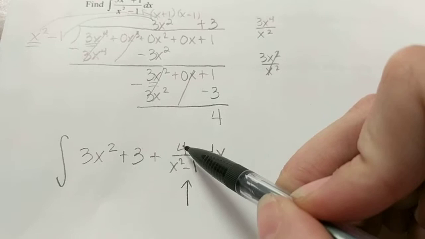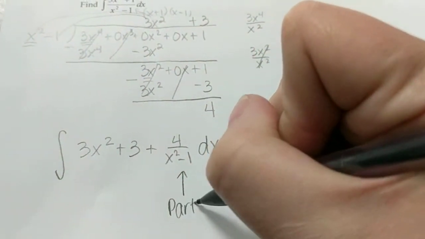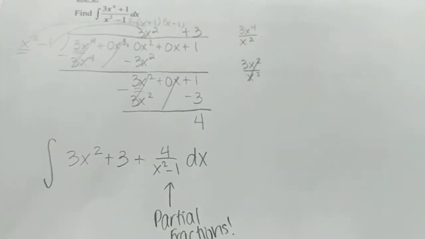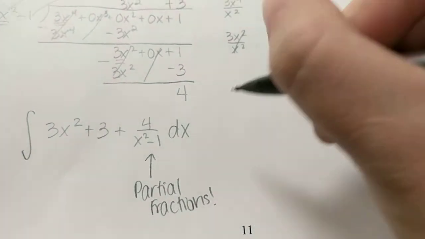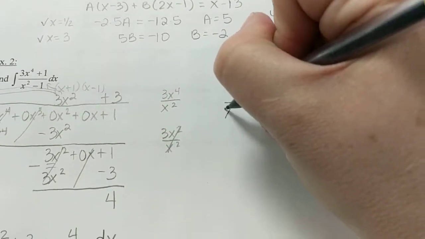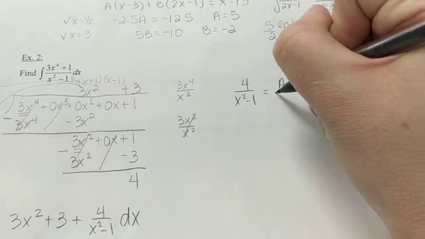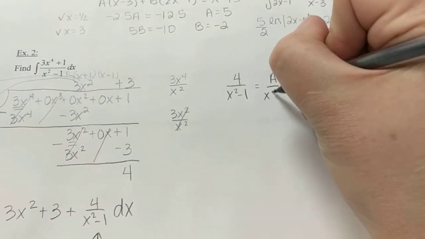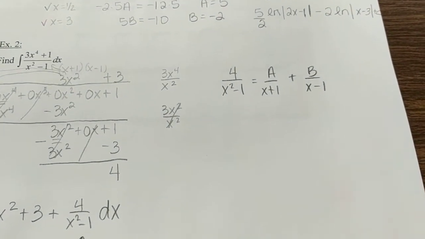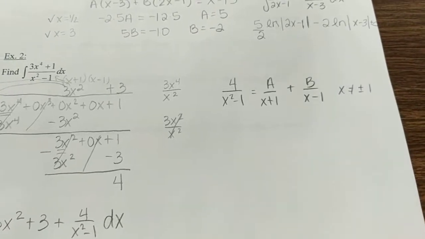Now I've got a p of x that's smaller than my q of x. So for this part, we now get to do partial fractions. Did you hear that I said we get to? Yay! So I'm going to do some side work again up here. So I've got 4 over x squared minus 1. And I've got my 2 fractions. So I've got my x plus 1 and my x minus 1. So again, my domain restrictions, I can't have plus or minus 1.